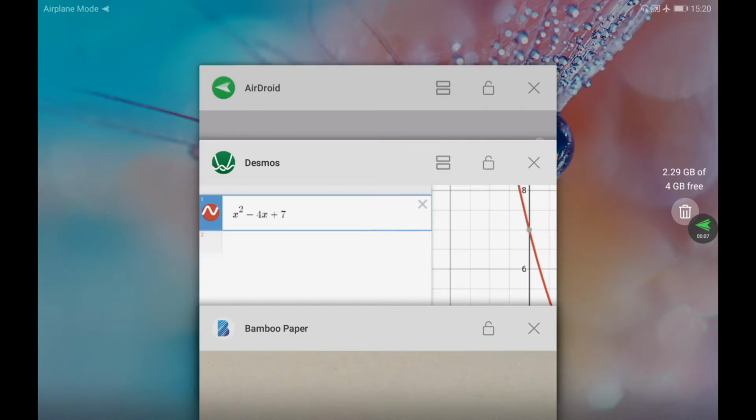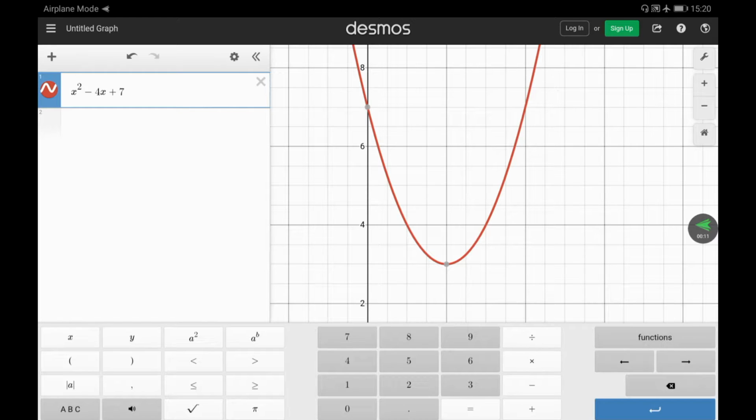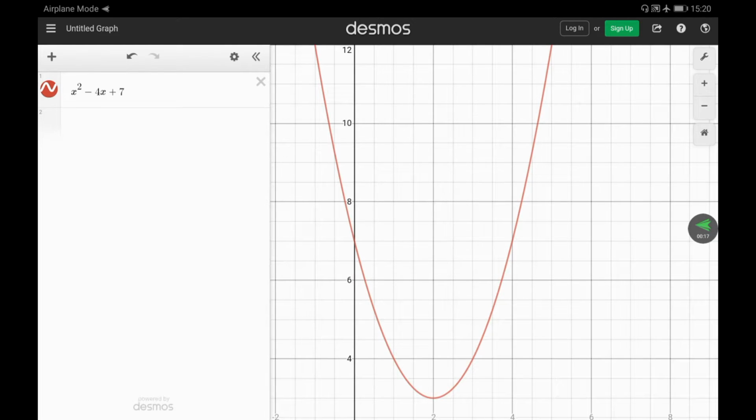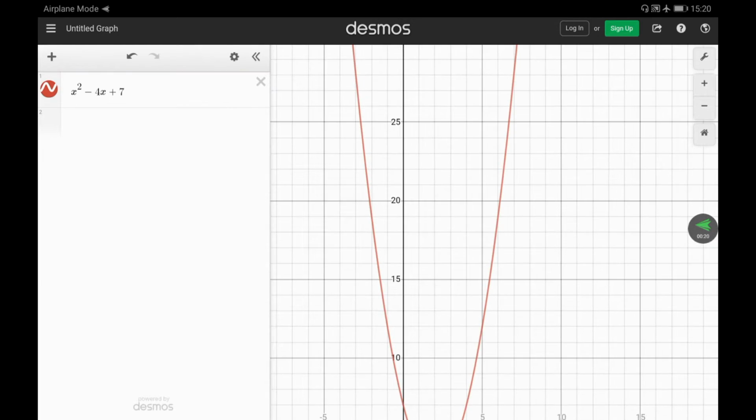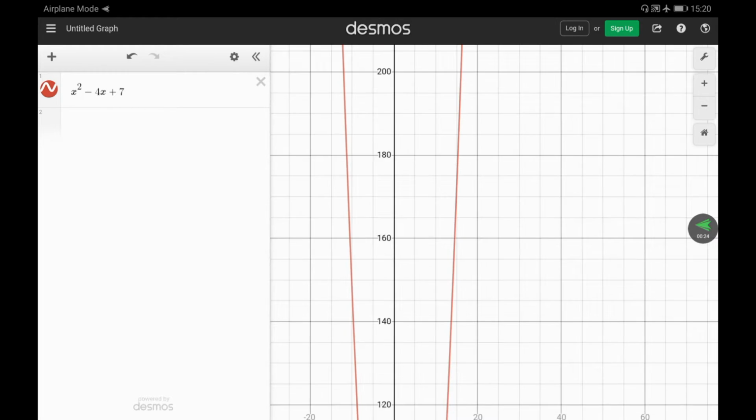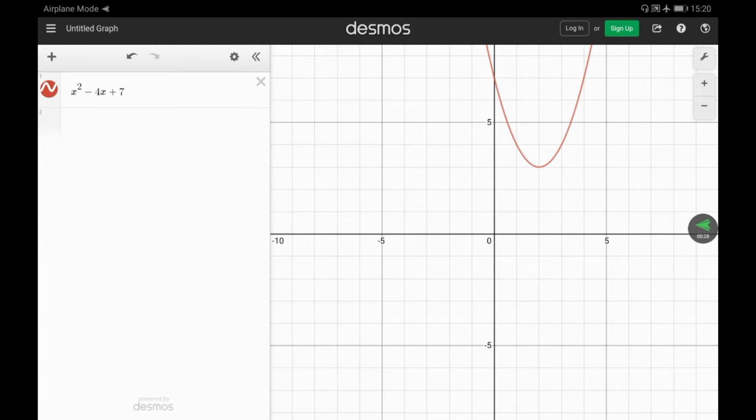Alright, so let's talk about the minimum values of the functions. First of all, let me show you the graph which I've already made. This is the graph of the function written on the left, x squared minus 4x plus 7, and this red line is a graph. You can see that it doesn't have any maximum value because it goes up to infinity, but we have a minimum value that you can see here.